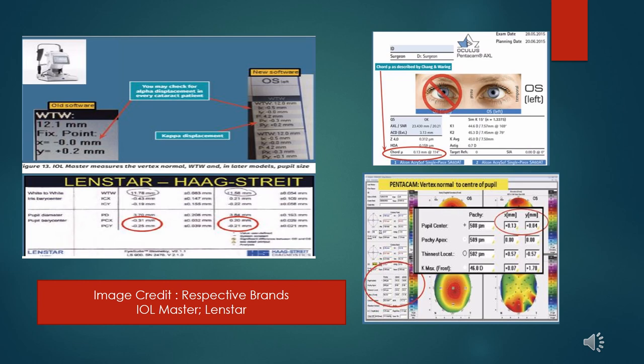The OPD-Scan, if you remember, which is more of a topography, gives you angle kappa values in degrees, and it should not go beyond 5 degrees. But when you see these optical biometry machines, they don't give you a value in degrees. What they give you is in terms of millimeters, that is in terms of X and Y coordinates. And what you can follow is that the sum total of the X and Y coordinates is not more than 0.5 millimeters. It does not matter whether it's a minus or a plus. It's a displacement as per the Cartesian coordinates. So you need to follow that, and you need to ensure that the patient's X and Y coordinates for the horizontal white to white and the pupil barycenter are not over 0.5 millimeters, to my experience.